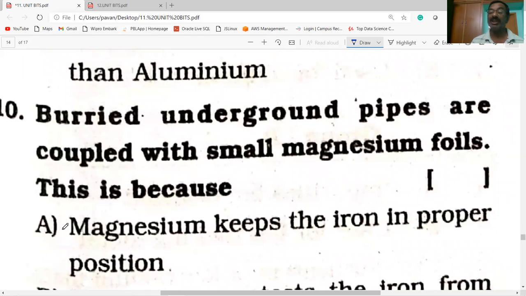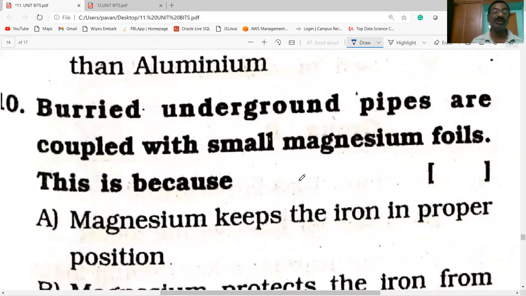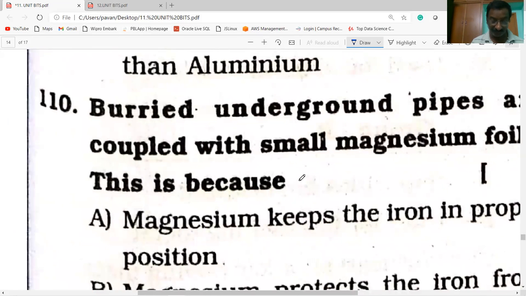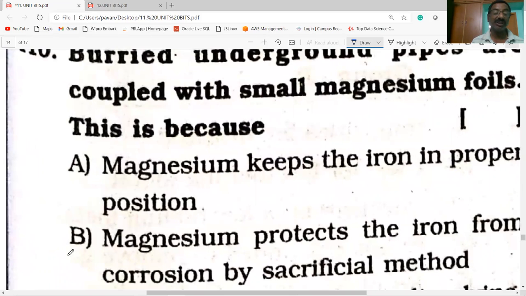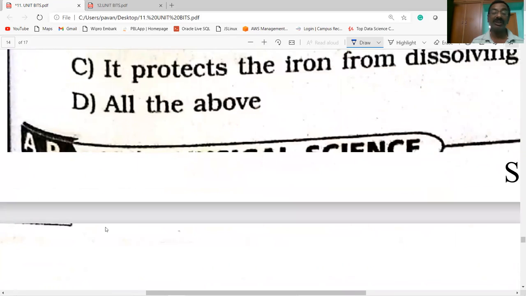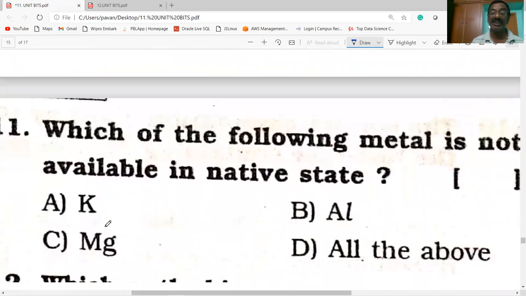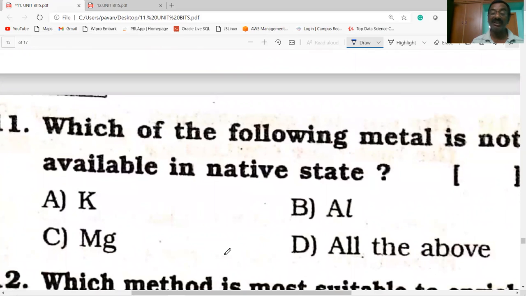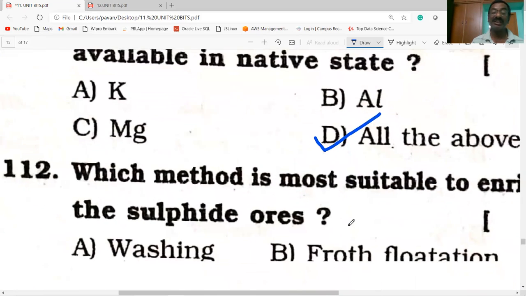Buried underground pipes are coupled with small magnesium foils. This is because of magnesium protects the iron from corrosion by sacrificed metal method. Which of the following metal is not available in native state? All the above are not available in native state because they are highly reactive metals.